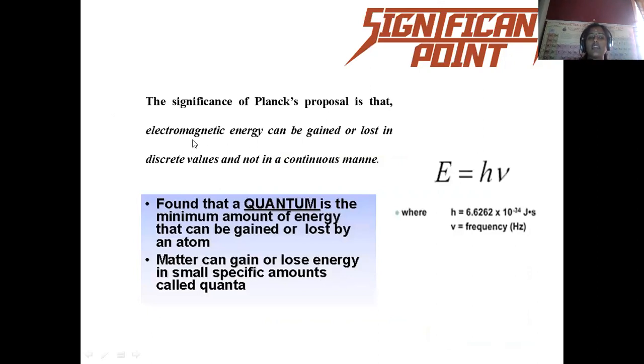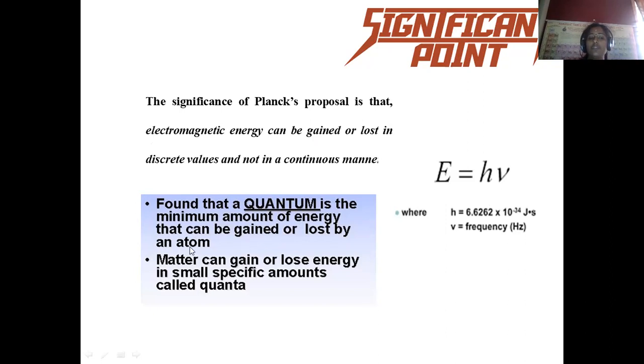And the significance of Planck's proposal is that electromagnetic energy can be gained or lost in discrete values, not in a continuous manner. Just now we discussed that in the traditional perception, energy was always continuous. That perception was completely erased by Max Planck, where continuous energy was totally overturned, and instead he said discrete packets of energy exist, given by E equal to h nu. Those are said to be quanta, energy packets released at certain discrete levels.